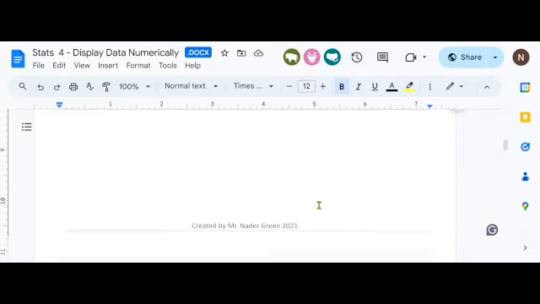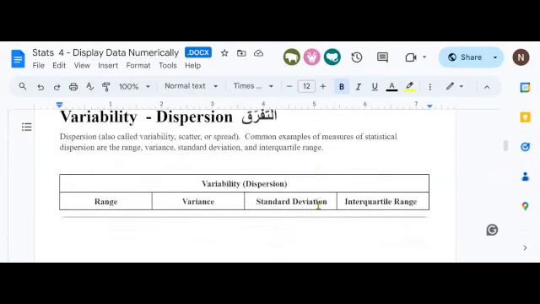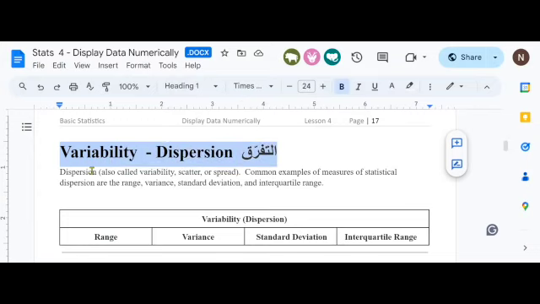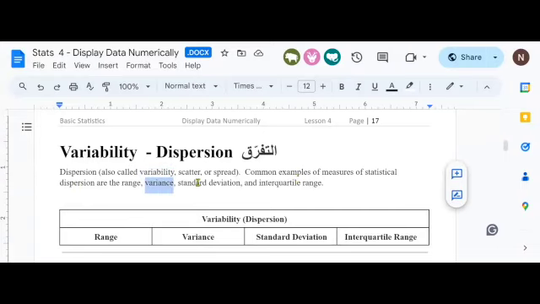Now let's go for the first one, the range. That's the first one. So the range doesn't go with the center. It goes with something else. It's called variability. Dispersion, also called variability, scatter, or spread. Common examples of measures of statistical dispersion are the range, the variance, the standard deviation, and the interquartile range.